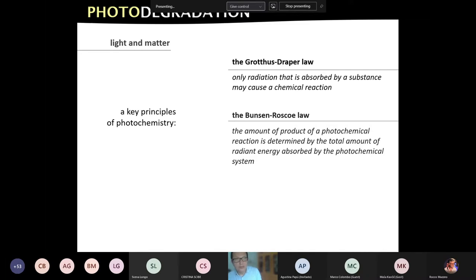And this radiant energy, let us look in more detail into this. What's that? So first we have the intensity of light hitting the object, reaching the surface of the object.